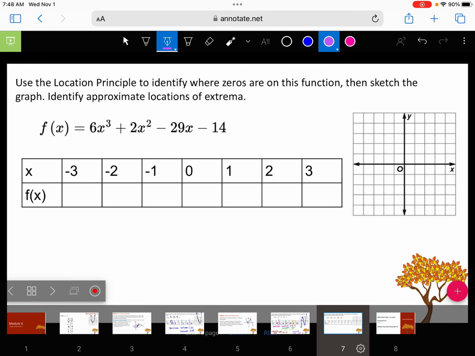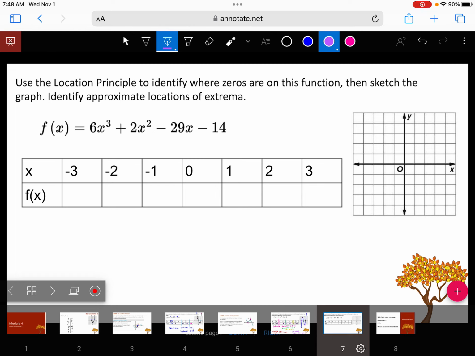So let's see. We can do one more of these because it's substituting in and then plotting our points. They don't take super long. So here's our last one for the day. So it says use the location principle. That just means we're going to plot our points to figure out where our zeros are, sketch the graph, and identify our approximate locations of extrema.